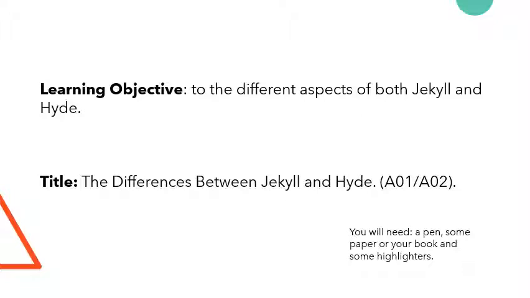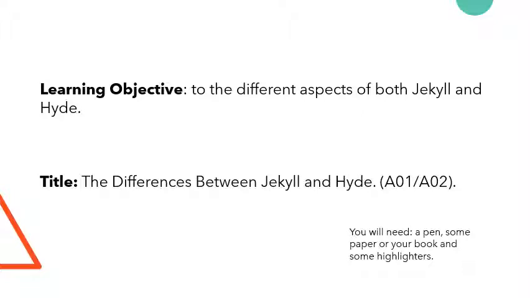So the title that goes into your book is The Differences Between Jekyll and Hyde, and then in brackets AO1, AO2. AO1 is the assessment objective that trains you to retrieve information from a text, and AO2 is the language and structure, and we're going to be looking at a bit of structure today as well. So put those assessment objectives there.